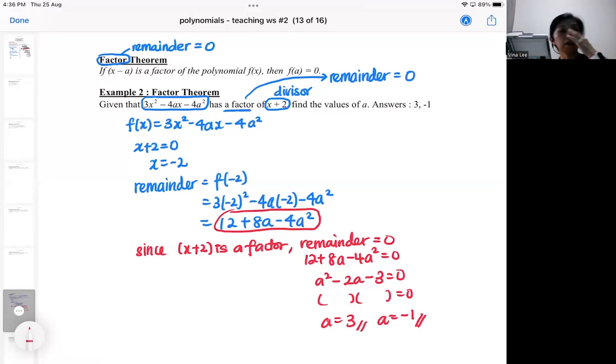So essentially, there's not much difference between factor theorem and remainder theorem. The difference is when the remainder is 0, we rename it as a factor theorem. If the remainder has some values other than 0, then we just call it a remainder theorem. So that's one of the main things that you will be tested for polynomial.